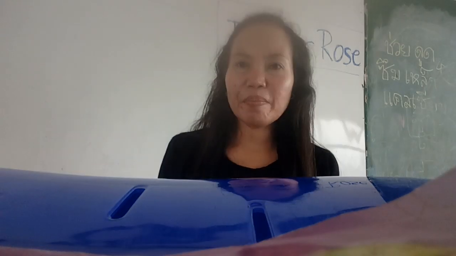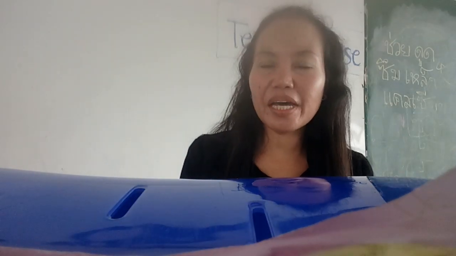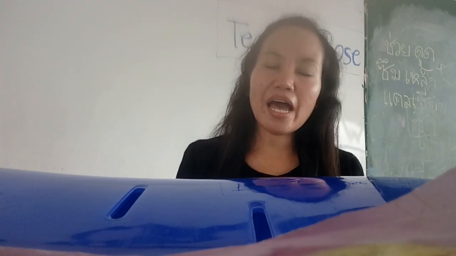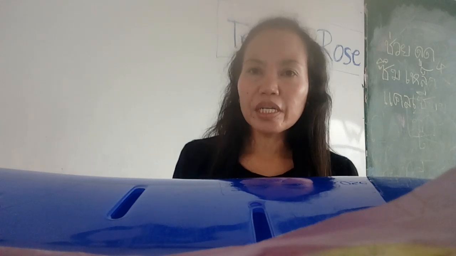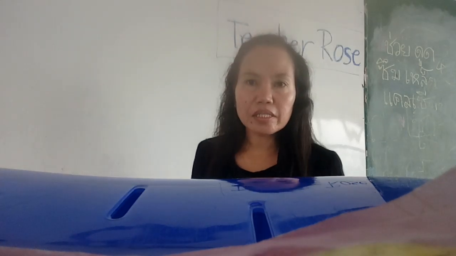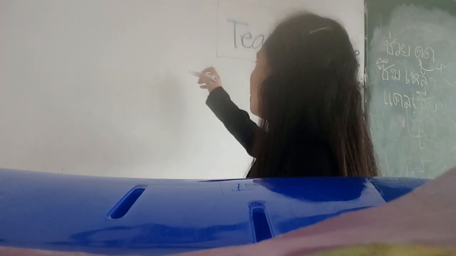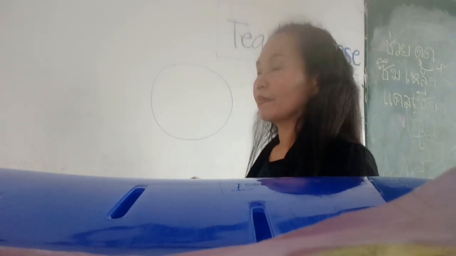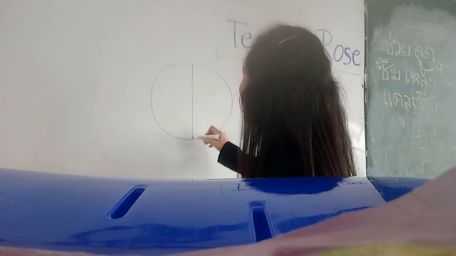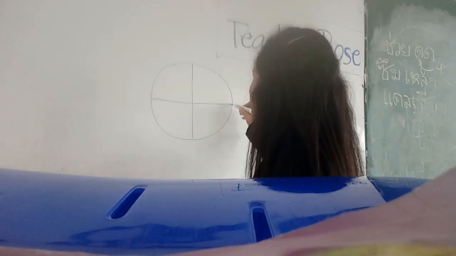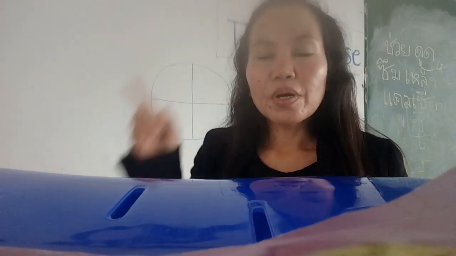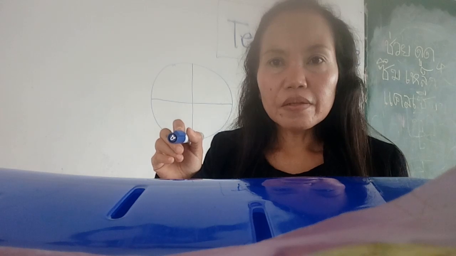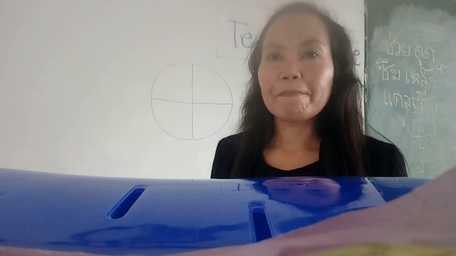Last video we learned how to identify decimal numbers from 1 to 10, okay? Now let's have a short review first before learning another lesson. Okay, I'm going to draw a circle here, and then I'm going to divide this into 10. If you remember, class, decimal means 10, okay?